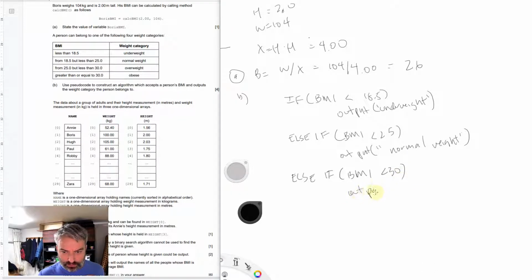I'll put overweight. Ugh, I don't know why I can't spell. I actually can spell, but just not working out today. And then otherwise, if it doesn't get caught in any of those, then we can just output obese.